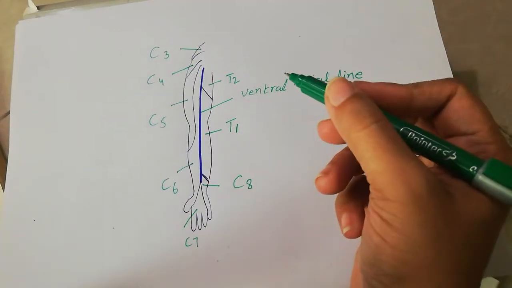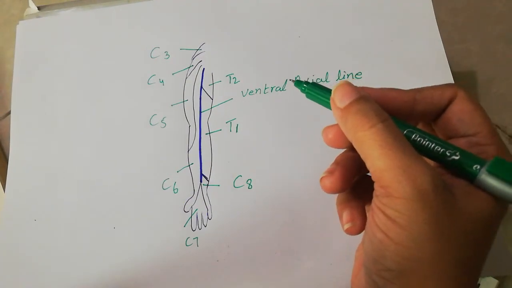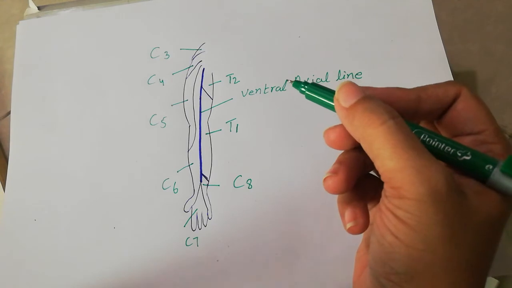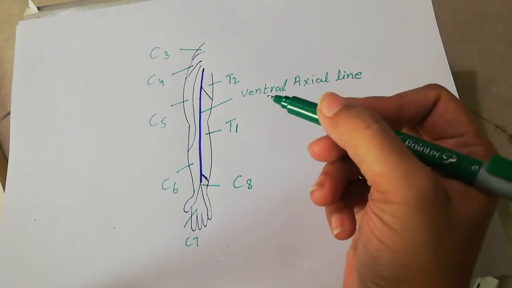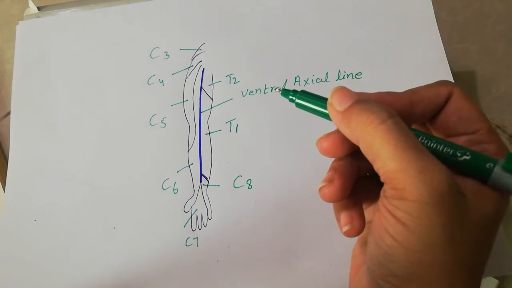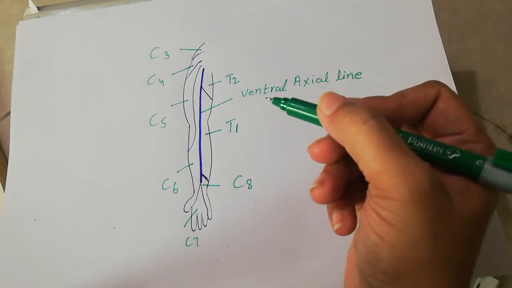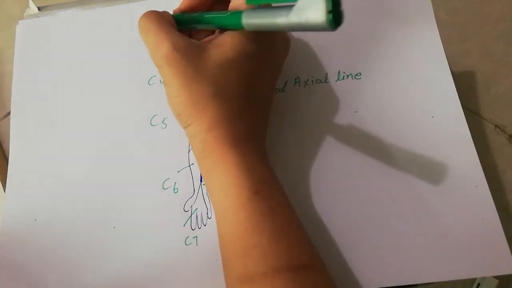So this is a complete diagram of the anterior aspect of dermatomes of the upper limb. And in the professional exam, this question is very important. They ask the definition as well as the diagram of dermatomes of the upper limb.